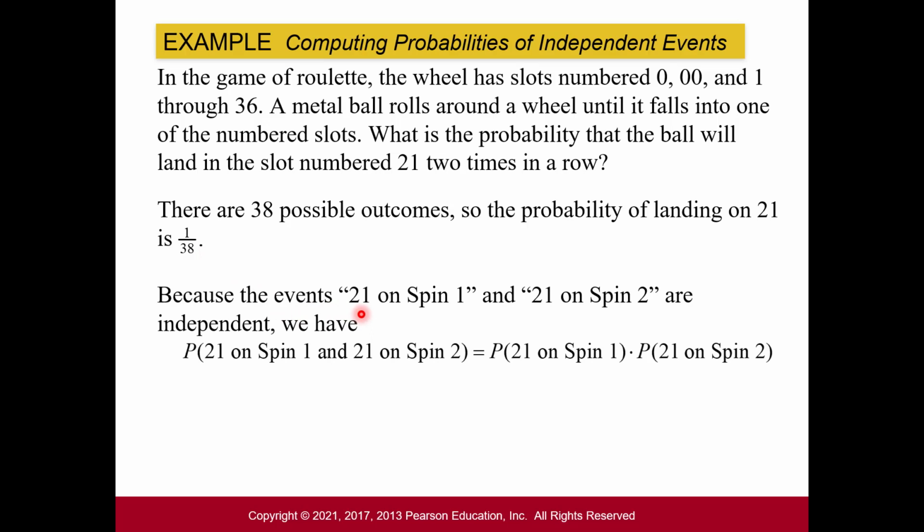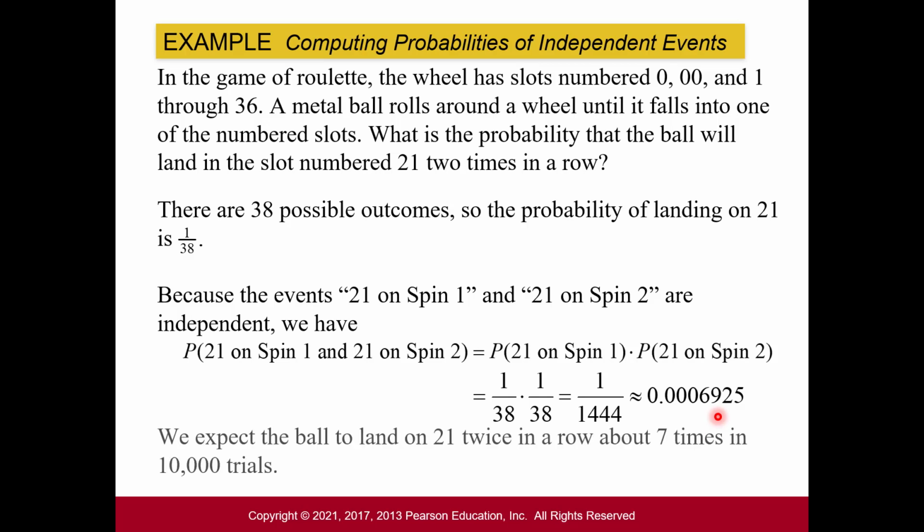Now, because the events 21 on spin 1 and 21 on spin 2 are independent, we can use our multiplication rule. We're looking for the overlap, or the AND, of these two events. And the way we do that is by our rule of multiplying the individual probabilities. And so we have the probability of 1 out of 38 times the same probability for spin 2. And so that's 1 out of 1,444, which is about 0.0006925, or 0.06925%. So very, very small probability that this would occur.